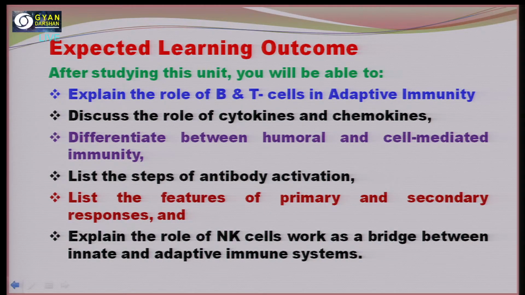What is the expected learning outcome of today's session? After finishing this unit, you will be able to explain the role of B and T cells in adaptive immunity, and discuss the role of cytokines and chemokines. You will be able to differentiate between humoral and cell mediated immunity, and list the steps of antibody activation. How antibody activation takes place, we will discuss in detail.